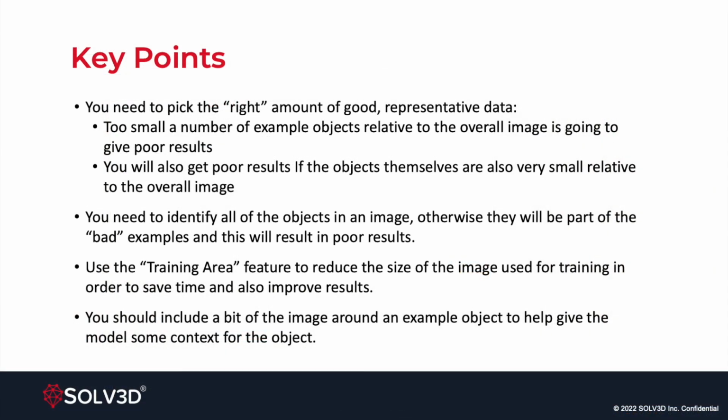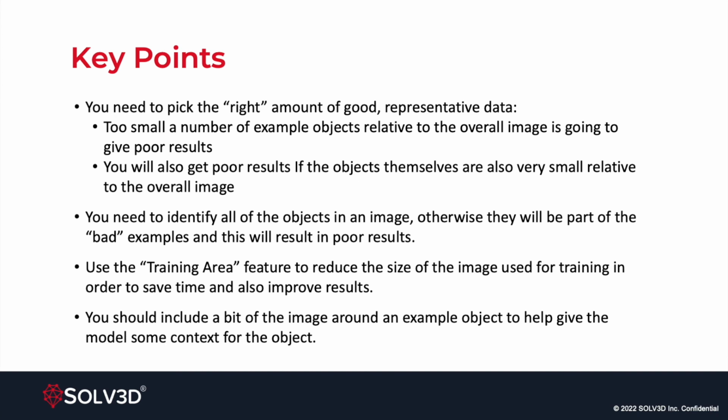Here are some key points to keep in mind. First of all, you need to have the right amount of good representative data. This is a little bit of a Goldilocks statement because right will depend upon the data you have and the object you're trying to identify. But basically, if you have too small a number of example objects relative to the overall image, or if you have objects that are too small in size relative to the overall image, you're going to get poor results.